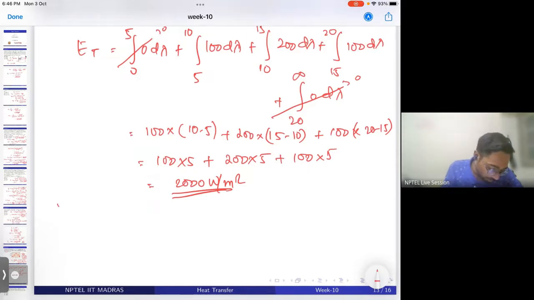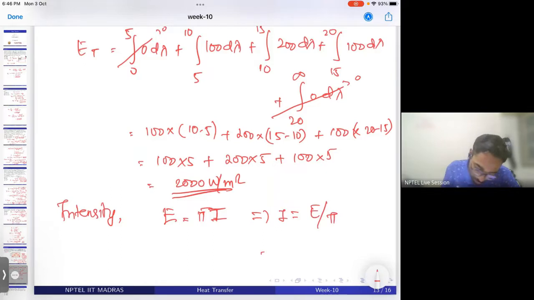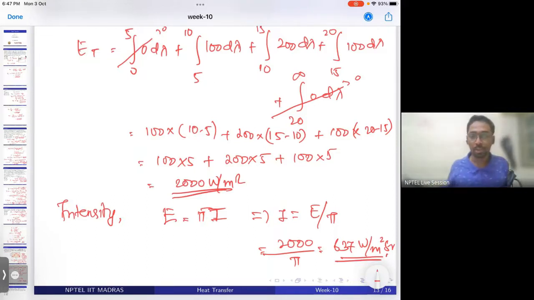Okay. Now we need to find out the intensity. So for a diffuse surface, we know the total emissive power E is equal to pi times I. So I is equal to E by pi, which is equal to 2000 divided by pi, which we will get as 637 watts per meter square per steradian, because this pi is the solid angle. Okay, so this is the answer.